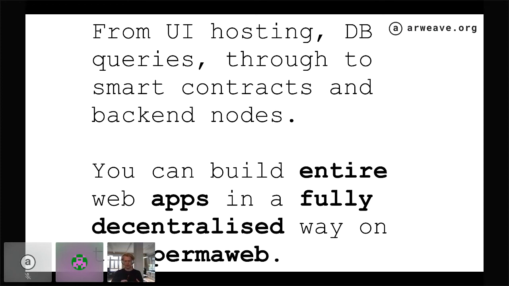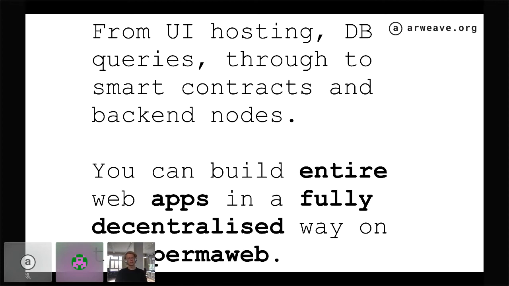So UIs as well as database querying, you can treat the Arweave as a database and index its content and query it as you like, as well as a smart contracting system we call SmartWeave on top, and even methods for running back-end nodes that perform compute off-chain, which can essentially deliver information that's necessary for the running of your application to users in a decentralized way. So the entire stack is here now. You can build properly decentralized web apps in a way that you really couldn't before.